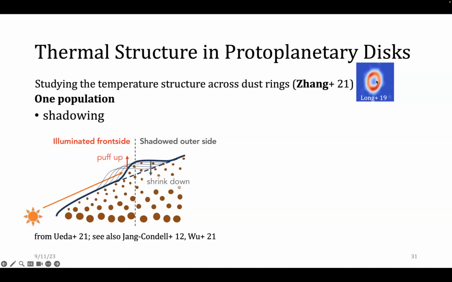And we identified two mechanisms. The first one is the previously studied shadowing. Suppose now one part of the disk surface is heated up by the star, and it will puff up and block the radiation for the part behind it. And then this part will shrink down and have a cooler temperature.